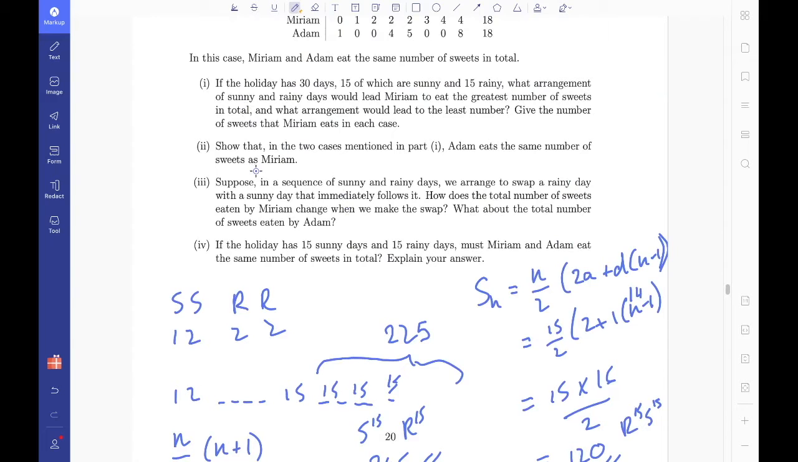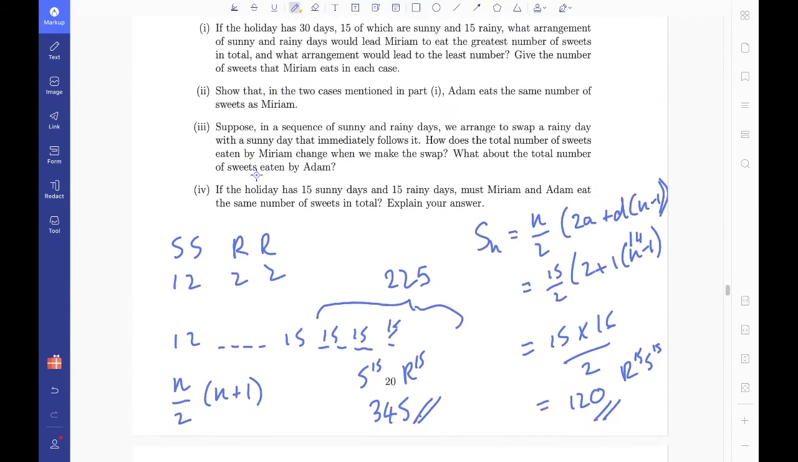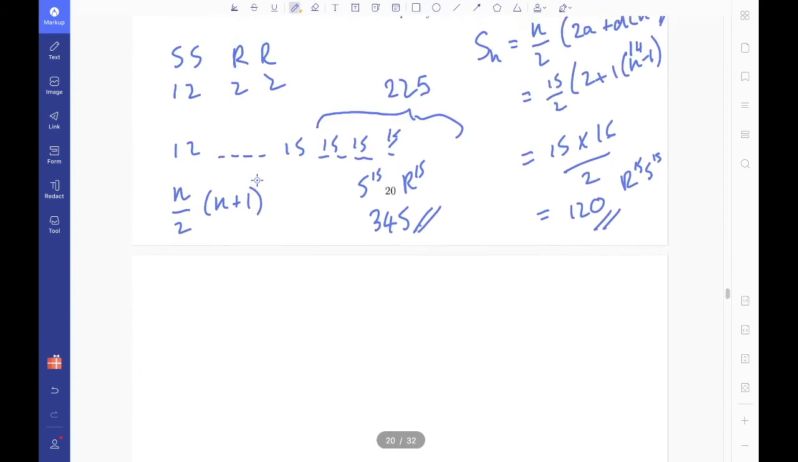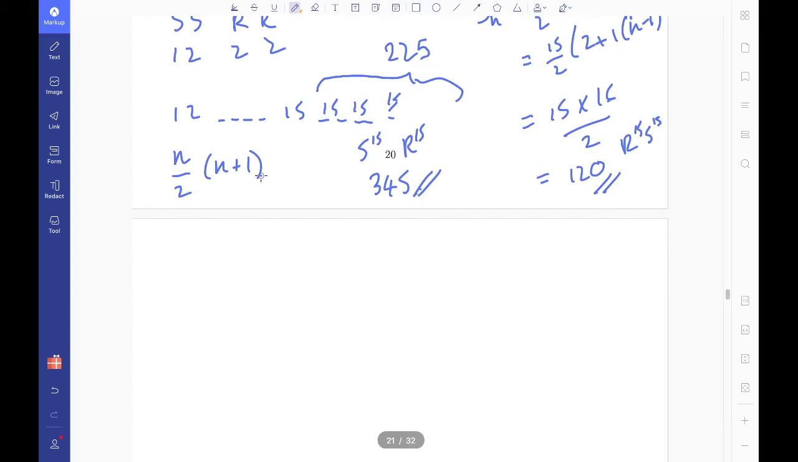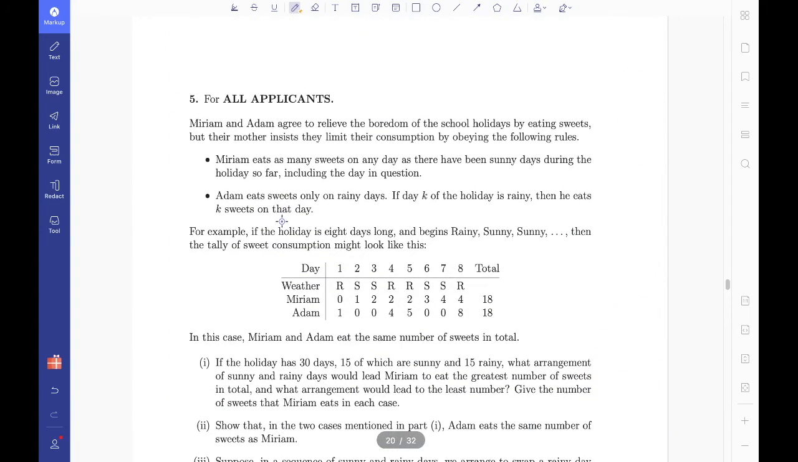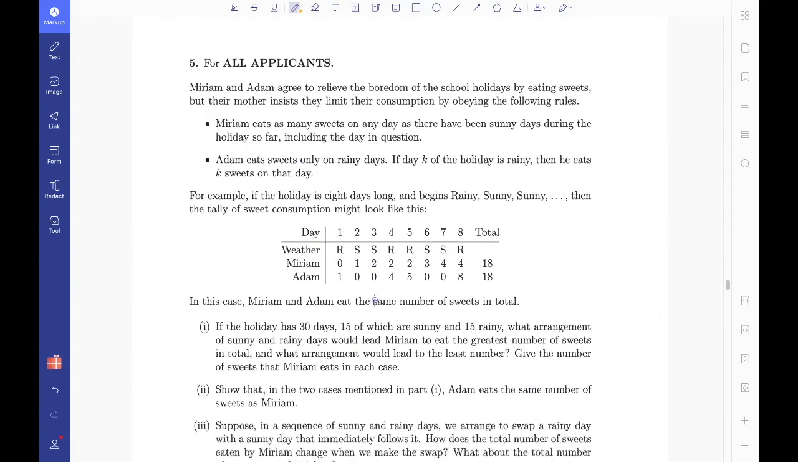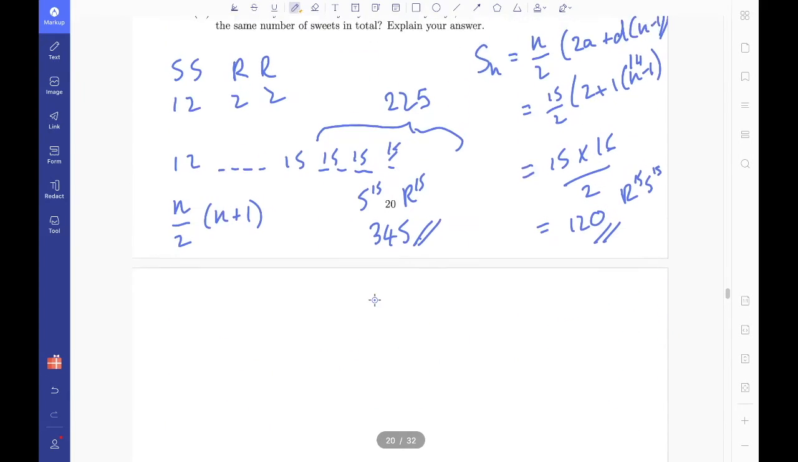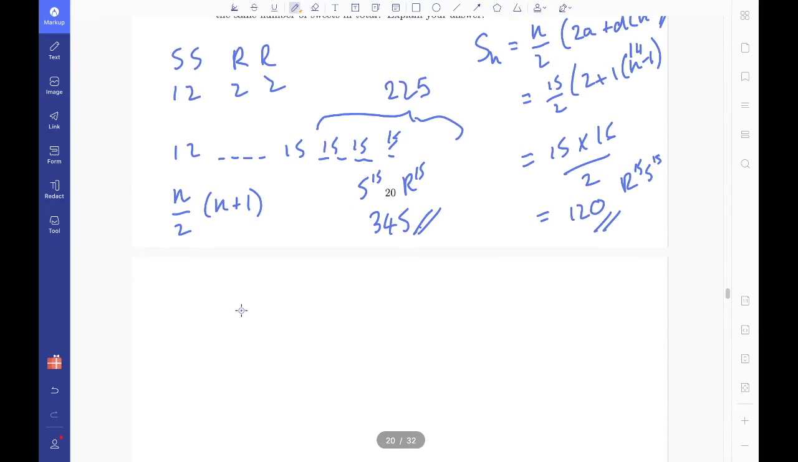Show that in the 2 cases mentioned in part I, Adam eats the same number of sweets as Miriam. So if the sunny days come first, then how many sweets does Adam eat on those sunny days? He eats none, right? But here's what happens. On day number 16, Adam eats 16 sweets, all the way up to 30.